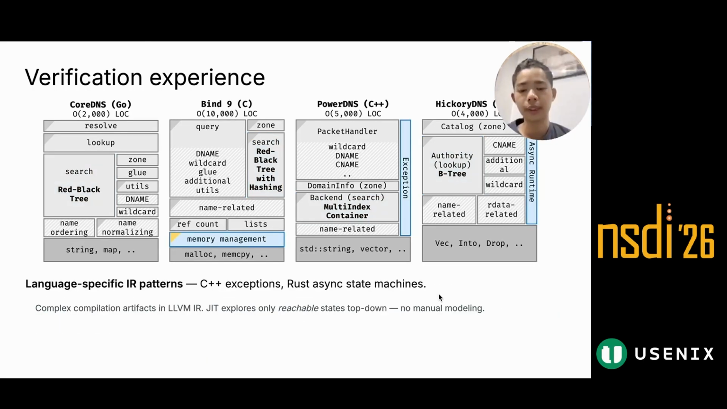Second, language-specific IR patterns. For example, PowerDNS uses C++ exceptions as part of normal control flow, and Hickory DNS is async Rust. Both produce complex IR patterns, but for Iceberg, JIT summarization just handles the compiled IR as any other code, exploring only the reachable states during symbolic execution. No manual modeling of exception stacks or async control flow was needed.